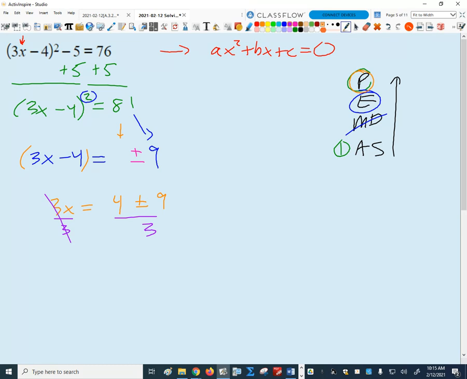Well, there's both of my answers, right? Everybody see that? So I end up with x. If I take the plus sign, I'm going to get x equals 4 plus 9, which is 13/3. If I take the minus sign, I'm going to get x equals 4 minus 9, which is negative 5/3. Everybody see that? That's a good way to sort of compact the math there. Just always add in front of the plus or minus sign. Then you get both answers at once. You see that the alternative would just be more writing. Okay?